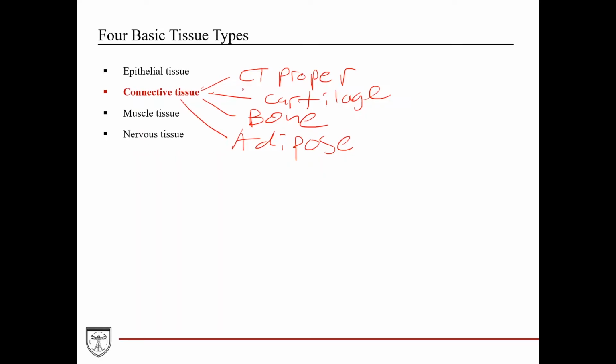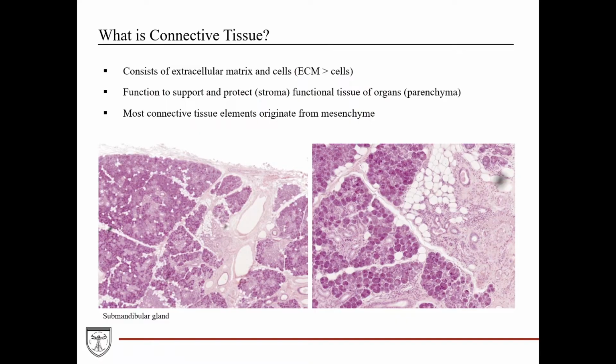So in this lecture, we're mainly going to focus on connective tissue proper because we have other separate lectures exclusively dedicated to these other types of specialized connective tissue. So what is connective tissue? It consists of extracellular matrix and cells. And what's important to remember about connective tissue is that there's a much higher proportion of the extracellular matrix than there are cells. Certainly there's cells floating around, but the major component of connective tissue are these supportive fibers like collagen, elastin, fibers like that.